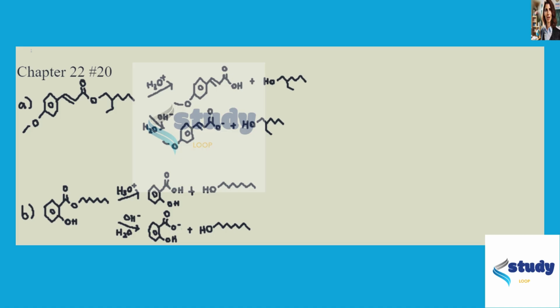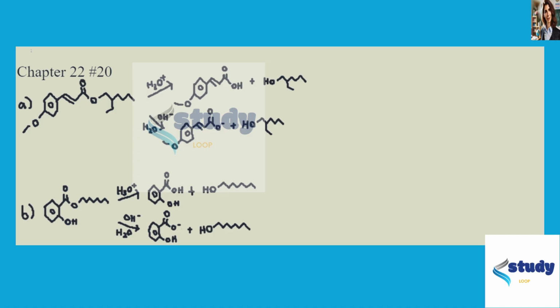And so for each of these, for A and for B, the acidic and basic hydrolyses are going to give exactly the same products, except that the acid hydrolyzed product will have a protonated carboxylic acid, and the base hydrolyzed product will have a carboxylate ion.